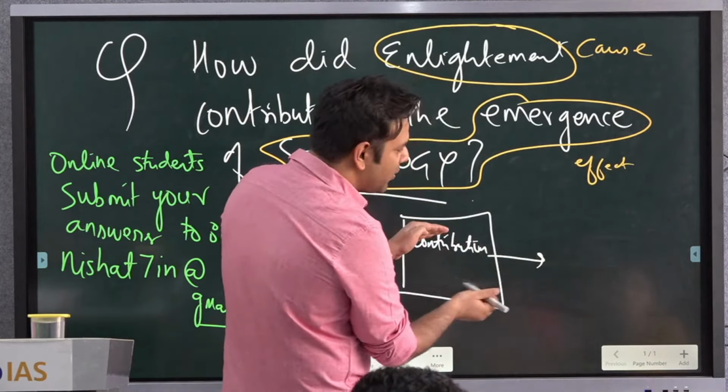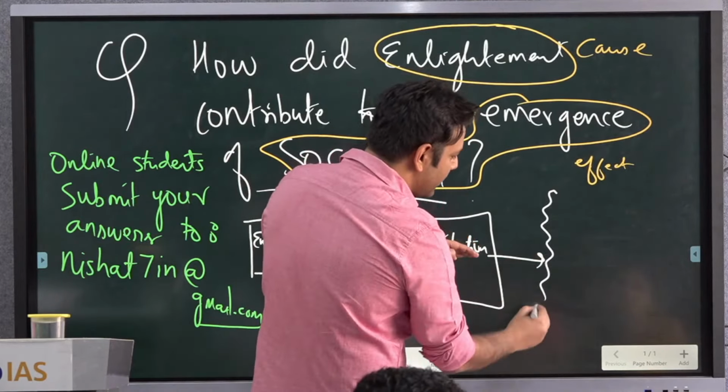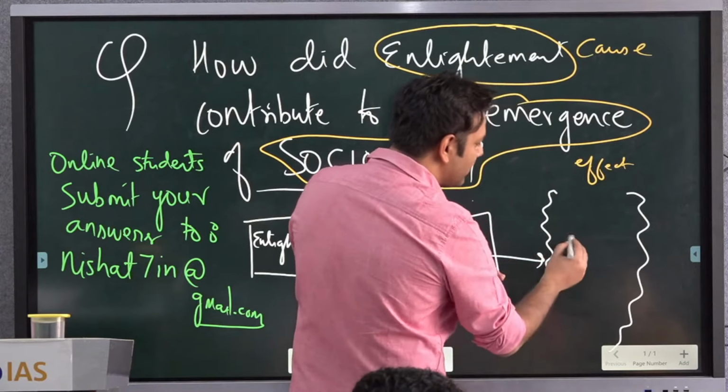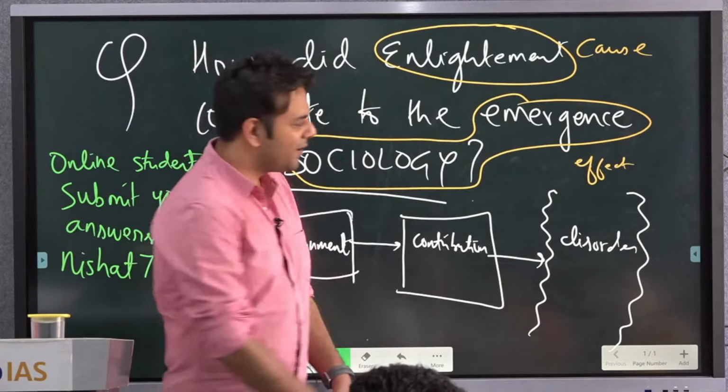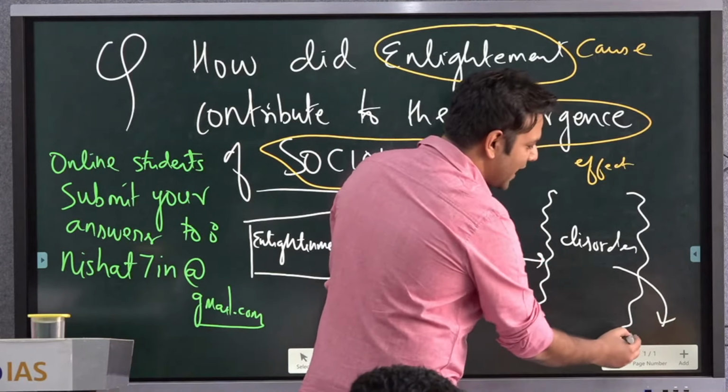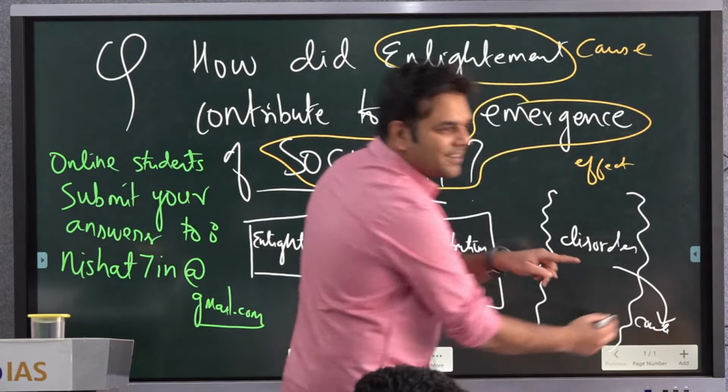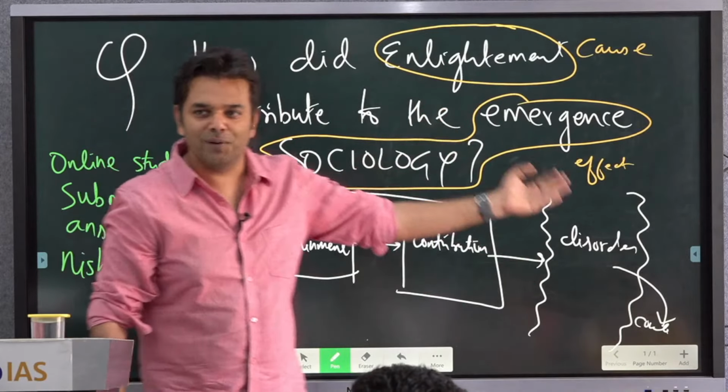And how the contribution created disorder. And from this disorder came counter-enlightenment, because enlightenment also resulted into counter-enlightenment.